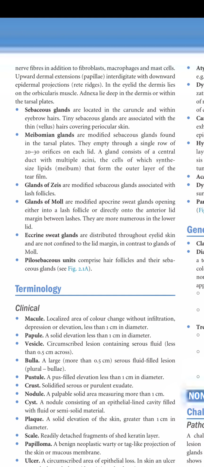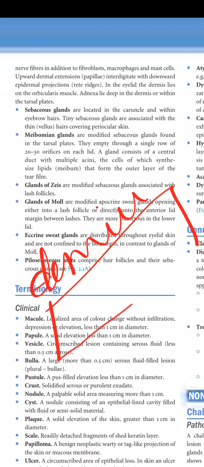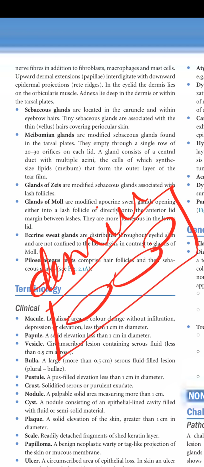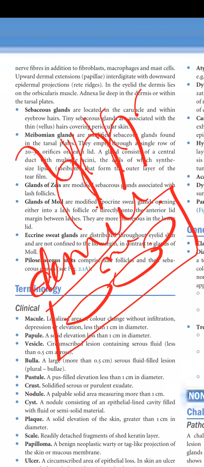So basically the dermis consists of connective tissue. It also contains lymphatics, blood vessel supplies, and also some mast cells and macrophages. There will be upward dermal extensions, which are known as papillae, that interdigitate with the downward epidermal projections known as rete ridges.